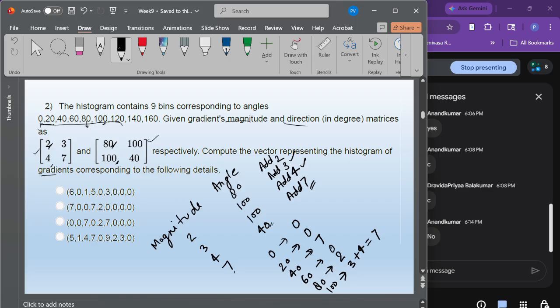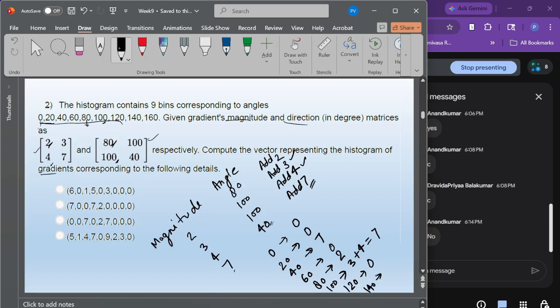Now 120: there is no angle and corresponding magnitude given, so again it is 0. Then 140, again nothing is given, so we add 0. Next is 160, again no angle is given, so we add 0 here.